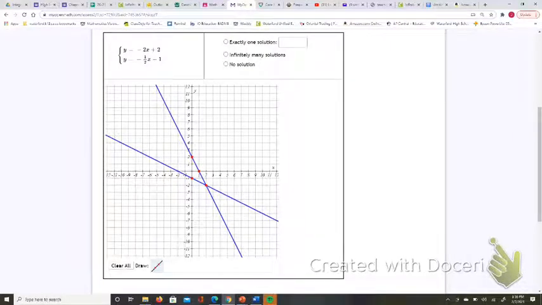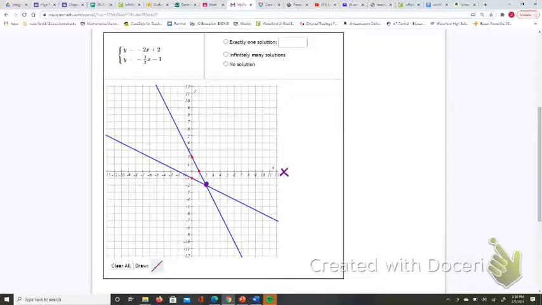So let me get my pen again. This right here is the point where they both cross. Remember that this is the x-axis. So if I look, do you notice that it matches up with 2 on the x-axis?